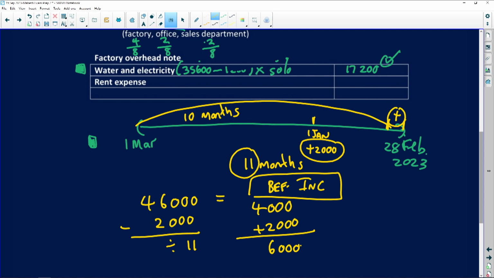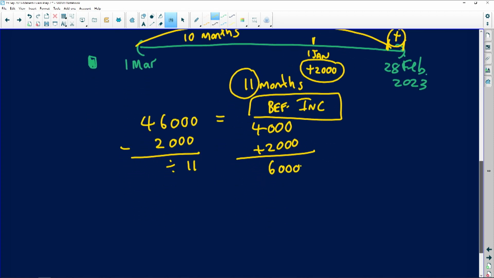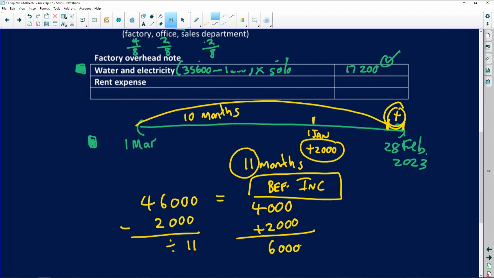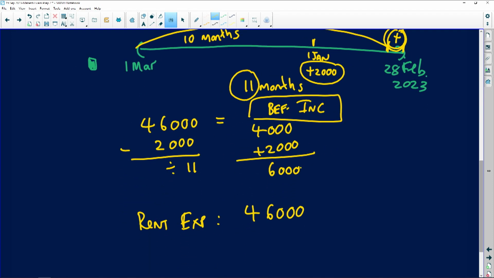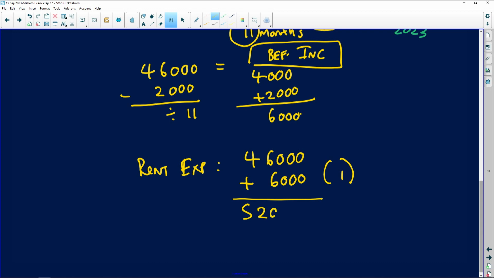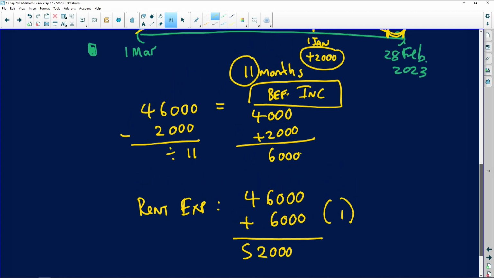Okay. Right, once I've calculated the 6,000, where to from here? So with that 6,000, what am I doing? I am taking my rent expense, okay, so remember the rent expense, 46,000. I've got to now include the rent for February. So plus 6,000, right? Year-end adjustment. So remember, you take that into account first. Right, once I've calculated, so 52,000, and what portion belongs to the factory?